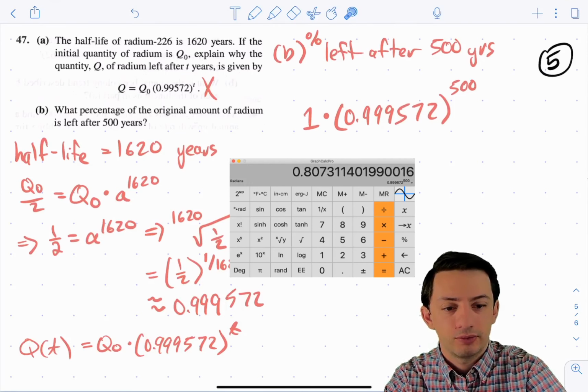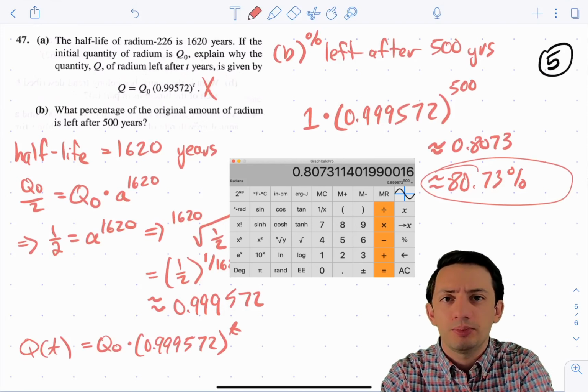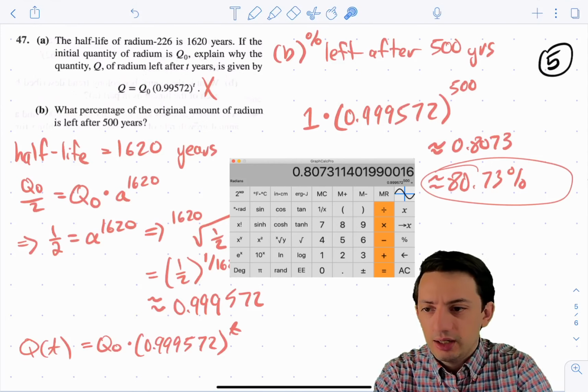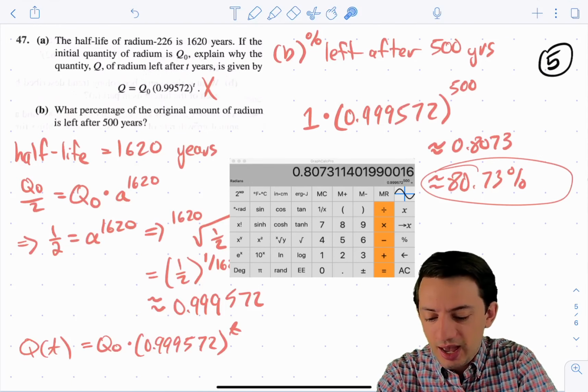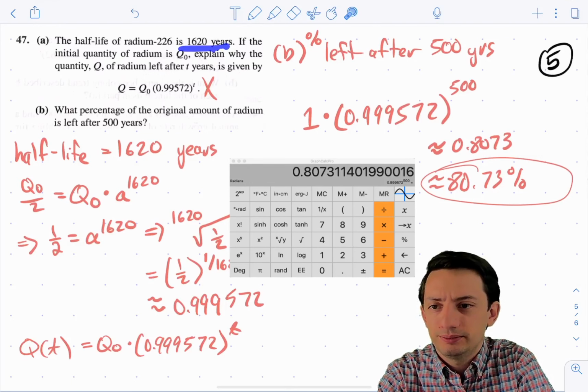Now let's do a little bit of a sanity check. Does 80% sound like it could be in the ballpark? Well, the question tells us the half-life is 1,620. So after that many years, it should be 50%. So does it roughly make sense that after 500 years, OK, that's less than 1620, we have 80%? Yeah, that kind of makes sense. Now remember, exponential decay is shrinking the fastest at the beginning because the curve looks like this, very steep, and then as time goes, it gets shallower and shallower. So about a third of a half-life, you lose 20%.